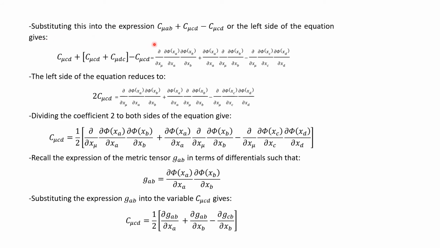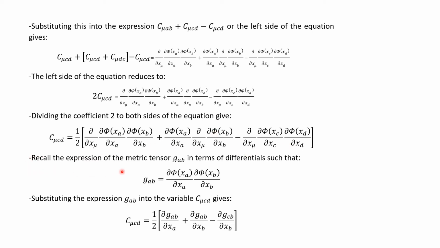Substituting this into the expression here, or the left side of the equation, gives, so we applied the product rule to this term here, which gives us this in brackets, which equals this, as we saw earlier. Thus, or this term, I should say, the left side of the equation reduces, as seen here. So these two cancel out, and this plus this, they're all symmetric, so you get 2c here, which equals all of that. Okay, dividing the coefficient 2 to both sides of the equation gives this. So we divided the 2 across, and we now obtain that.